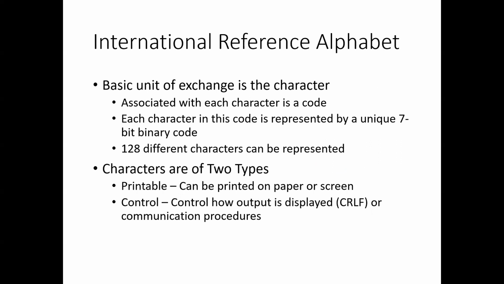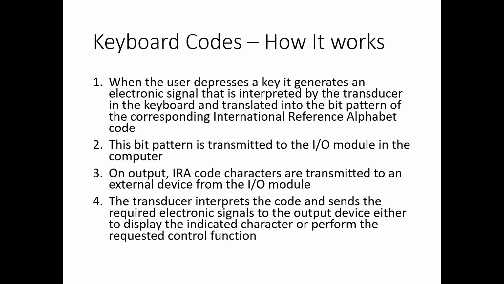There are printable ones that can be printed on paper or screen, or control characters, which control how the output is displayed. For example, CRLF, which is carriage return line feed, or there are different communication protocols such as start and stop transmission that can be control characters as well. You can see those if you look at an ASCII table.